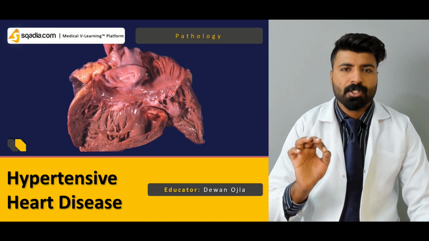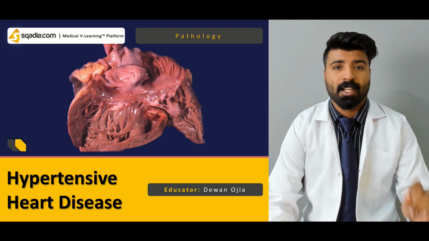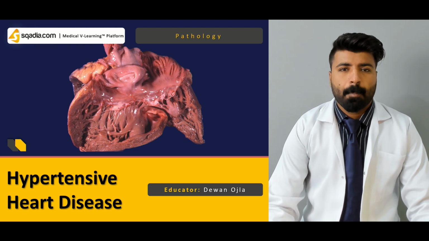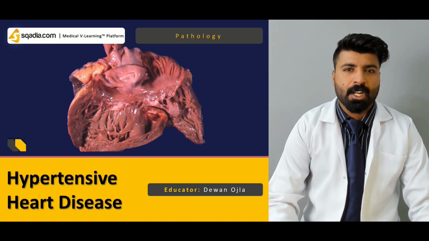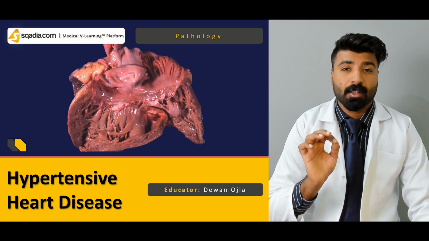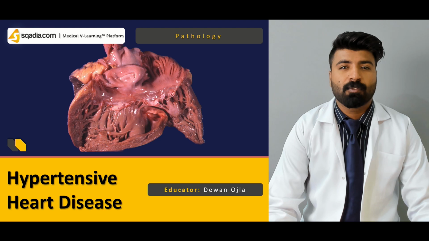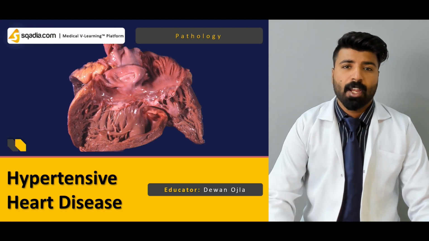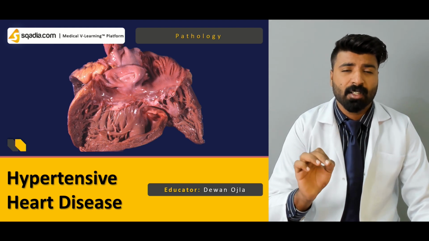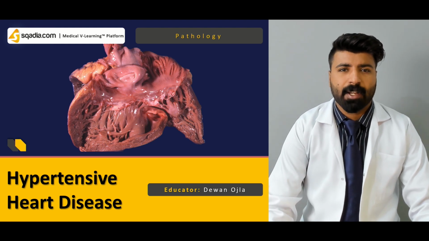Whenever the systolic blood pressure is more than 140 or 140 and diastolic pressure is more than 90 or 90, it's high blood pressure. But when do we label a person hypertensive? We label a person hypertensive whenever we know that that person has a sustained systolic blood pressure of 140 or more, or sustained diastolic pressure of 90 or more for a long time.